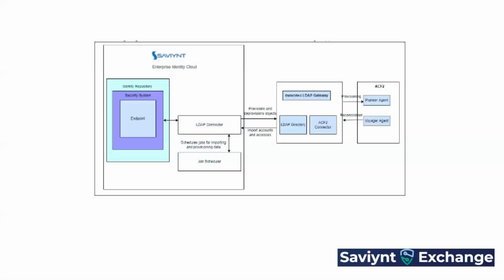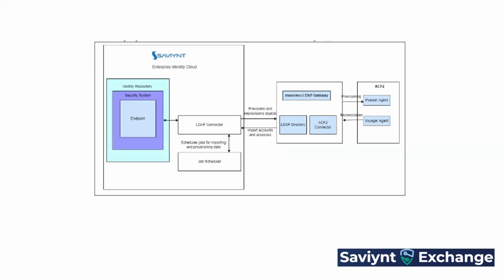Today we will be walking you through the Saviynt to ACF2 integration using IDMWorks LDAP gateway. As you can see in the architecture diagram, we have three different components: Saviynt, IDMWorks LDAP gateway, and ACF2. At Saviynt side, we need to configure the LDAP connector, which uses the standard LDAP v3 protocol to communicate to IDMWorks LDAP gateway. And the IDMWorks LDAP gateway will communicate to ACF2 mainframe system using Pioneer, Agent, or Voyager.